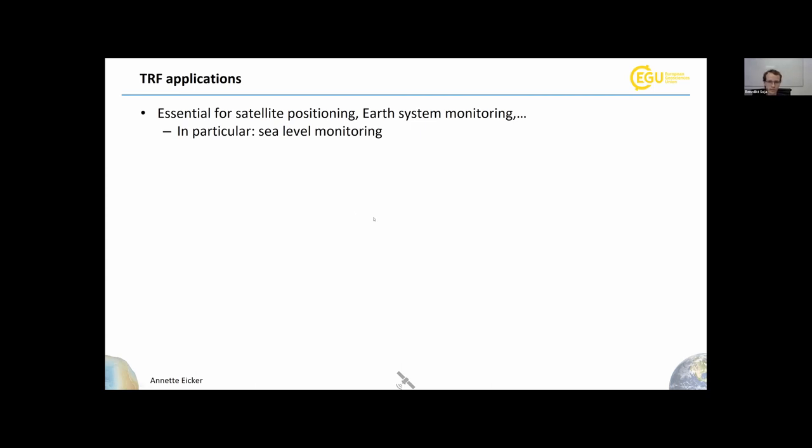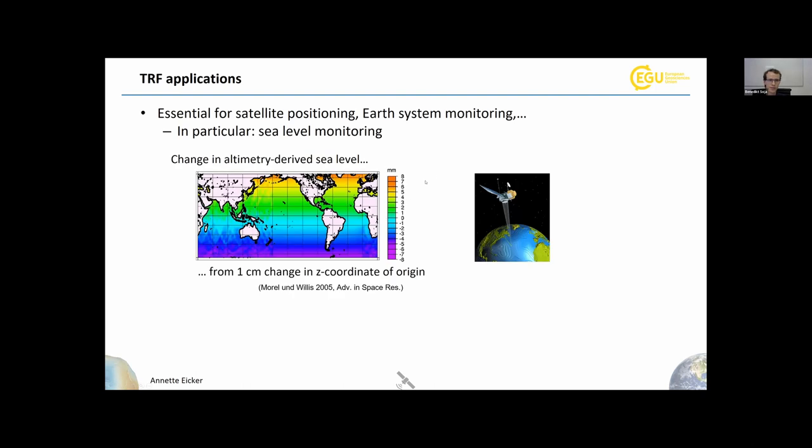And there the origin of the reference frame is very important, since if you would make a change or an error in the z coordinate of the origin of the coordinate system, it has been shown that this dramatically affects the sea level that would be derived from altimetry missions. And this would result, for example, in a 1 centimeter change in sea level difference at the millimeter level, which is already the level at which we want to determine these signals.